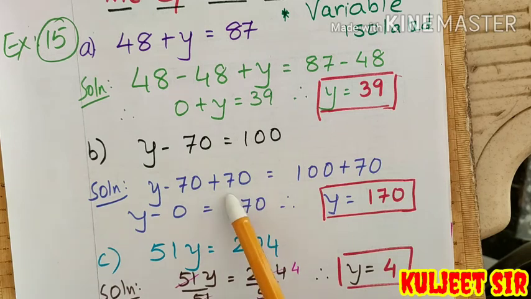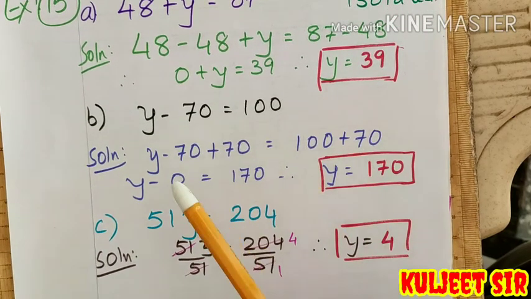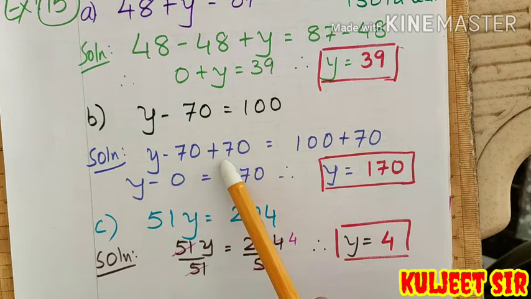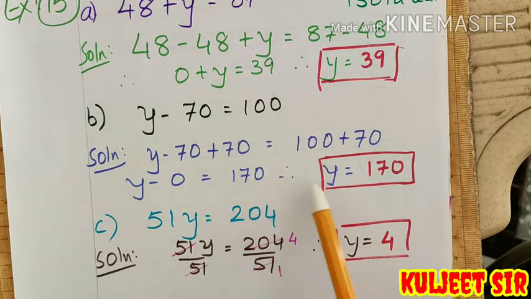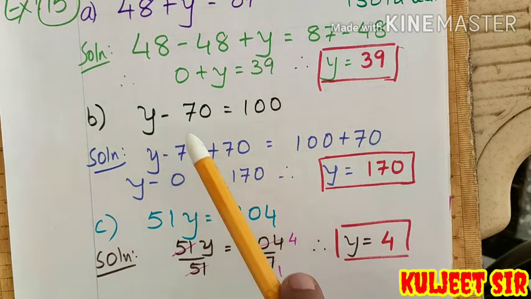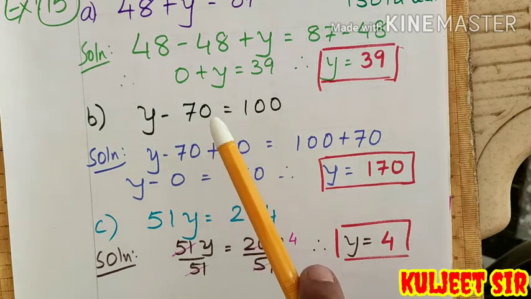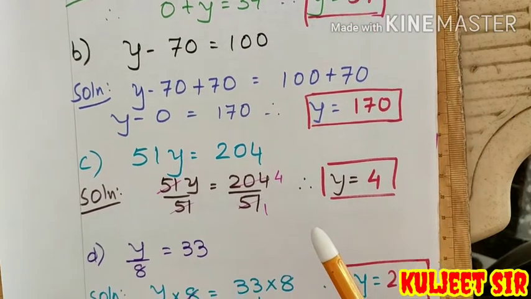If we are using plus 70 on the left hand side, then we have to add the same on the right hand side as well. So minus 70 and plus 70 will become a 0, so it becomes y minus 0, and 100 plus 70 will become 170. So I get the value of y is equal to 170 as my answer. You can see here it was minus, so as per the rule we have taken plus. In the above equation it was plus, so we had taken minus. Now let us move on to the next sum, c.